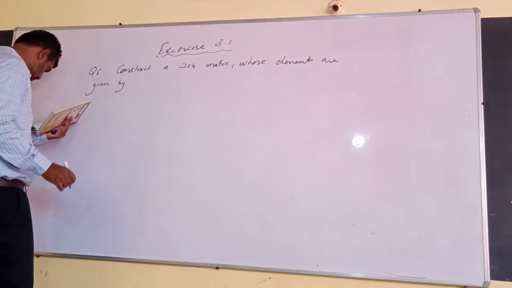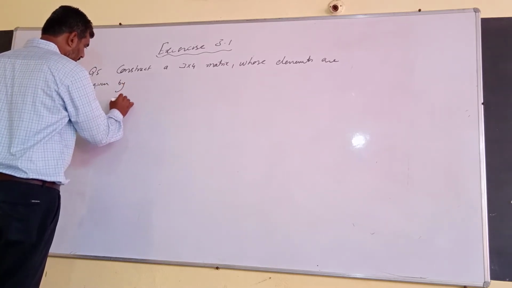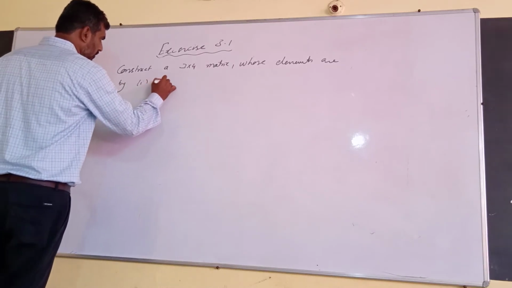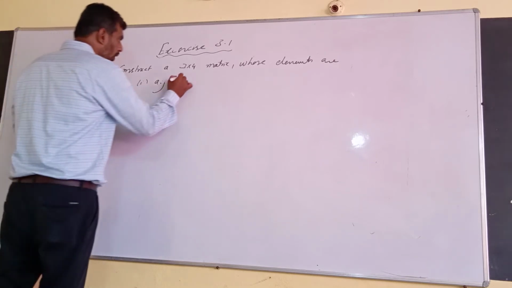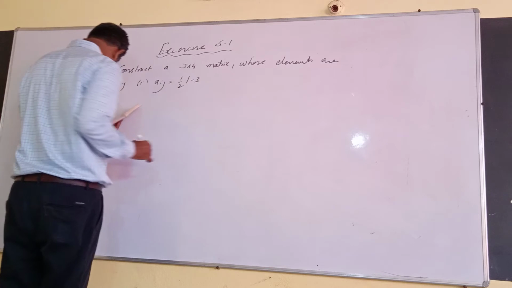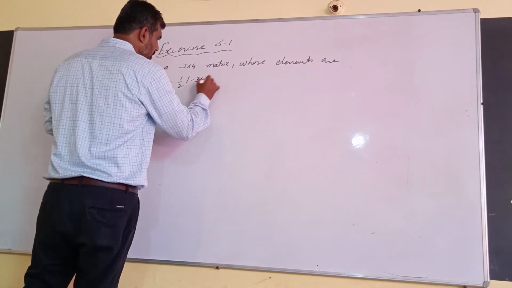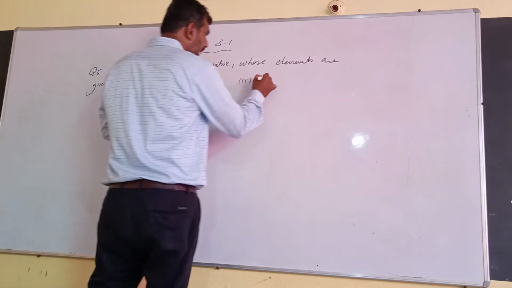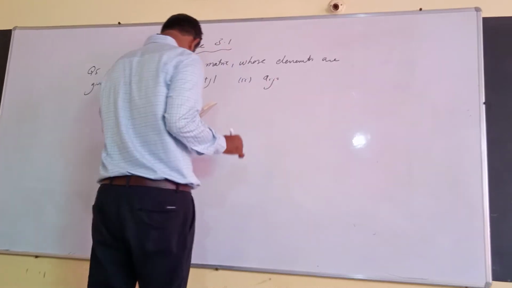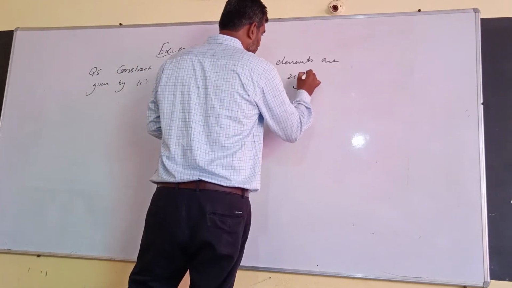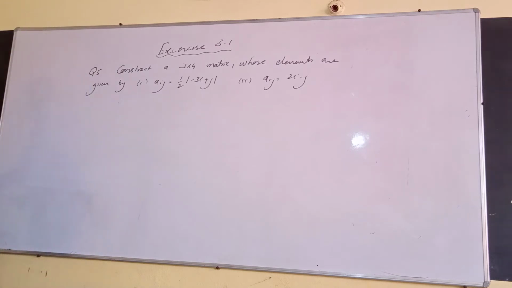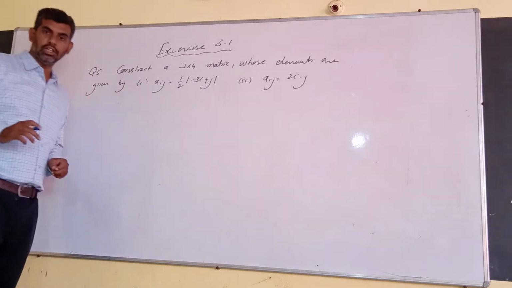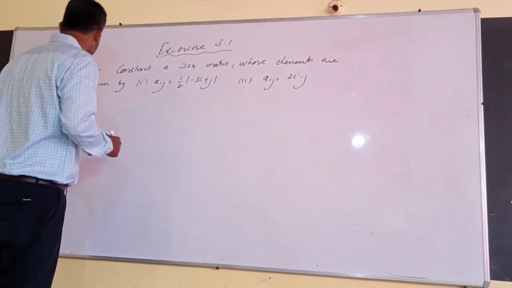See here. What is the first question? Aij is equal to 1 by minus 3I plus j. Second question, Aij is 2I minus j. Construct a matrix of order 3 cross 4. Without wasting time, we will go to the matrix first.